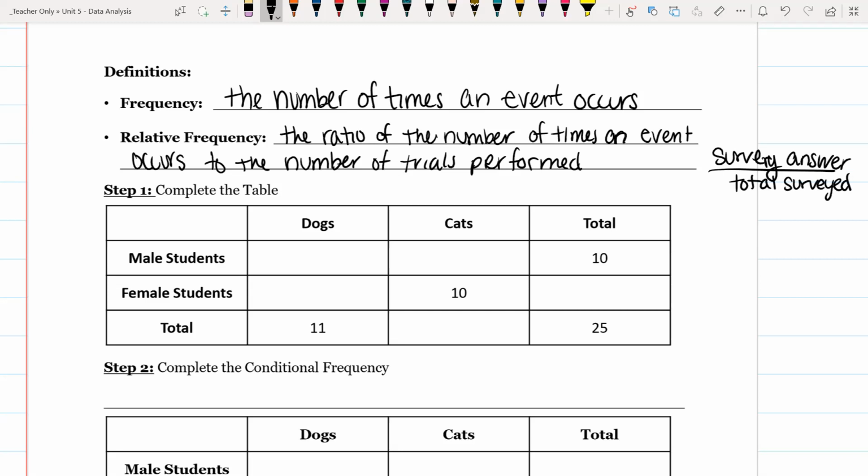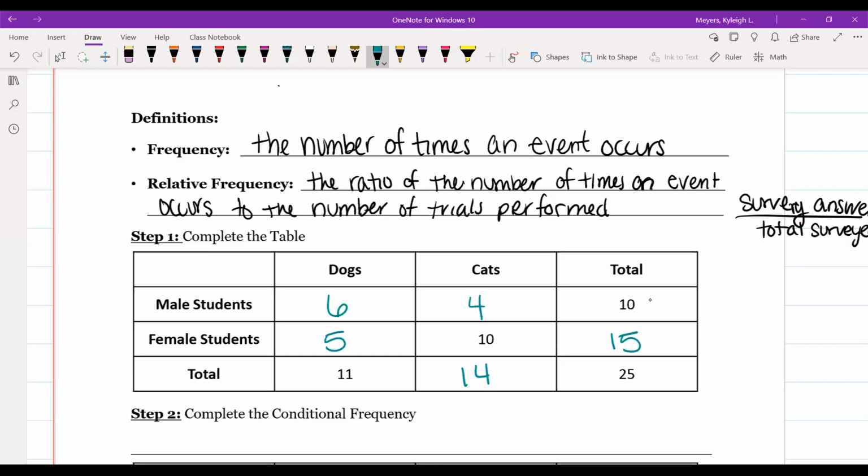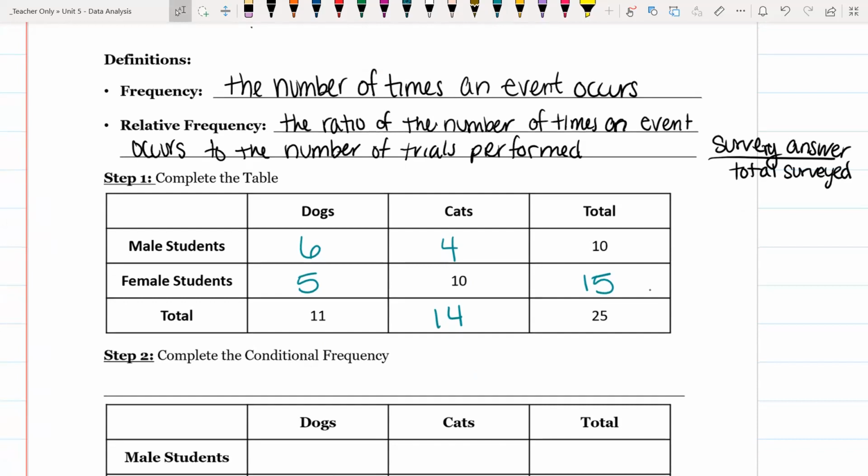Okay, so let's just complete the table. Since we just learned how to complete the table, I want you to pause the video and try to complete this table and check your answer. All right, so hopefully you paused and filled this in. Hopefully this one was relatively easy. Okay, so step one of finding the relative frequency of something is to complete the table, right?